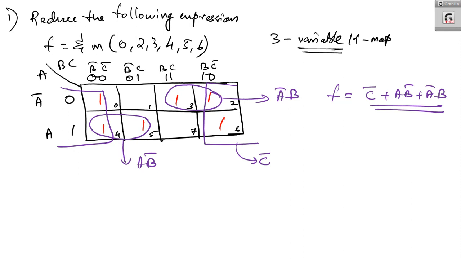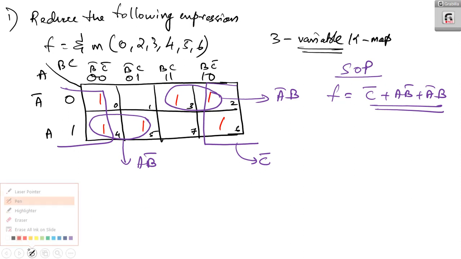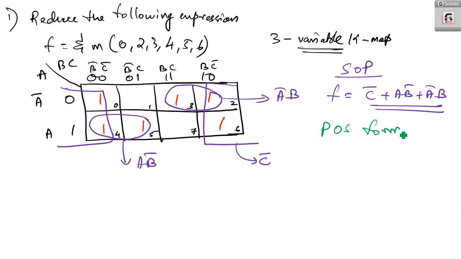This is in SOP form. Now, if you need to write it in POS form, in product of sums form, the reduced expression, here you are having 0 and 0. That means you will get F is equal to pi m of 1, 7.